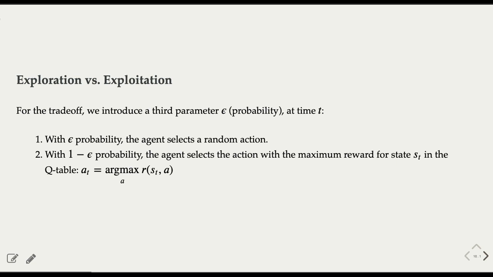So at time t, with epsilon probability, the agent will select a random action. So this is for the agent to explore with the epsilon probability. And then with 1 minus epsilon probability, the agent selects an action based on the Q table. The second probability, 1 minus epsilon here, is to actually exploit, to use the Q table.